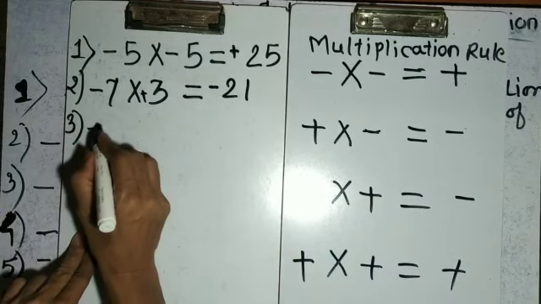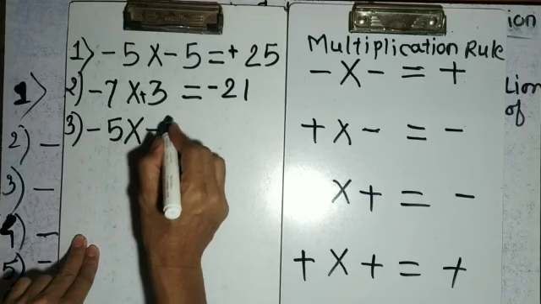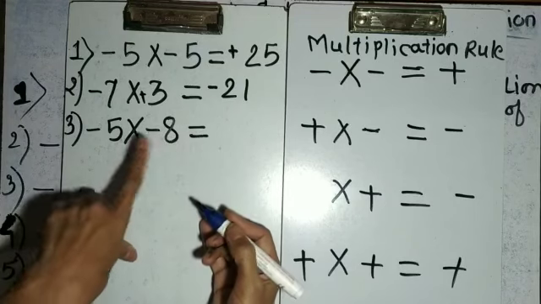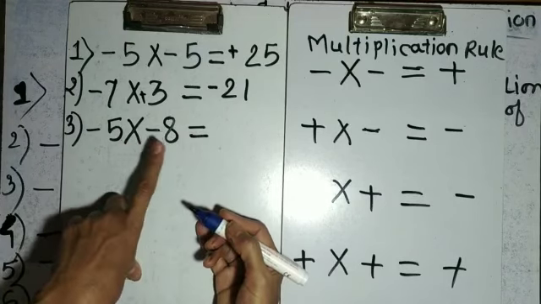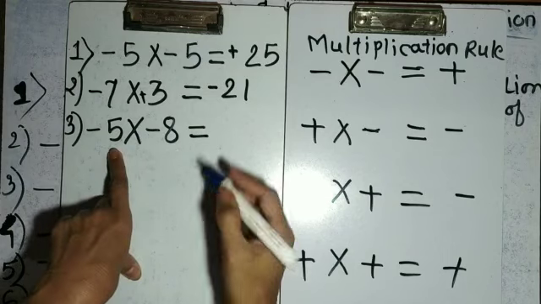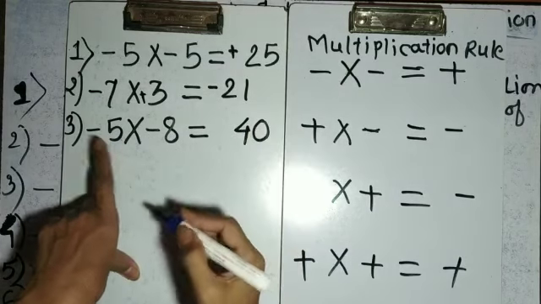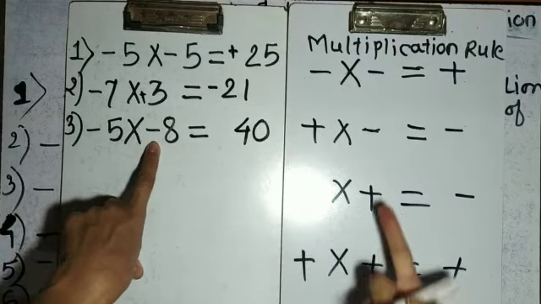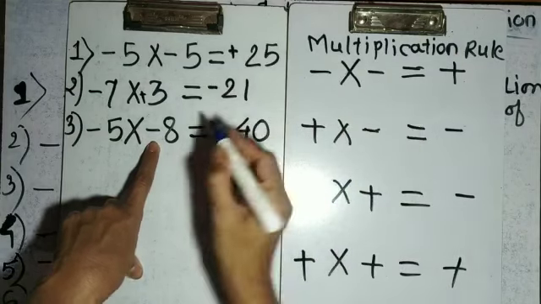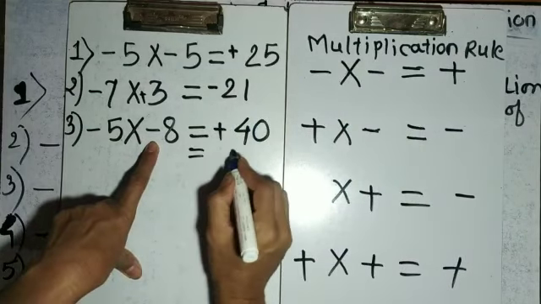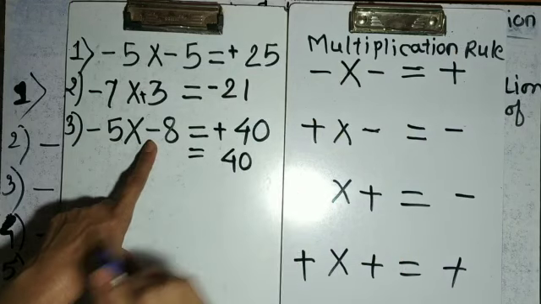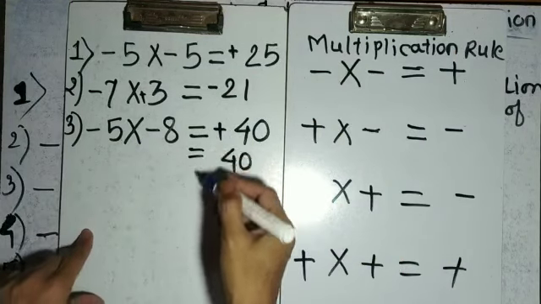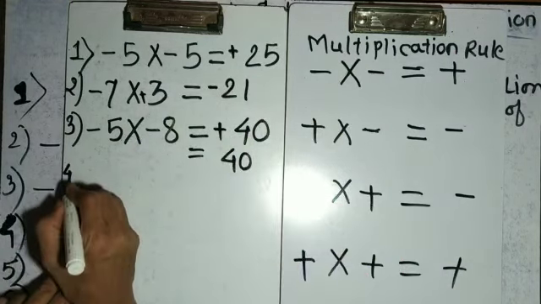Third example, minus 5 multiplied by minus 8. So 8 5s are, or 5 8s are, no matter, 5 8s are 40. Minus minus is plus. So we have to write plus. If we write only 40, no matter, the answer is the same. Plus sign sometimes we are not writing in the answer.